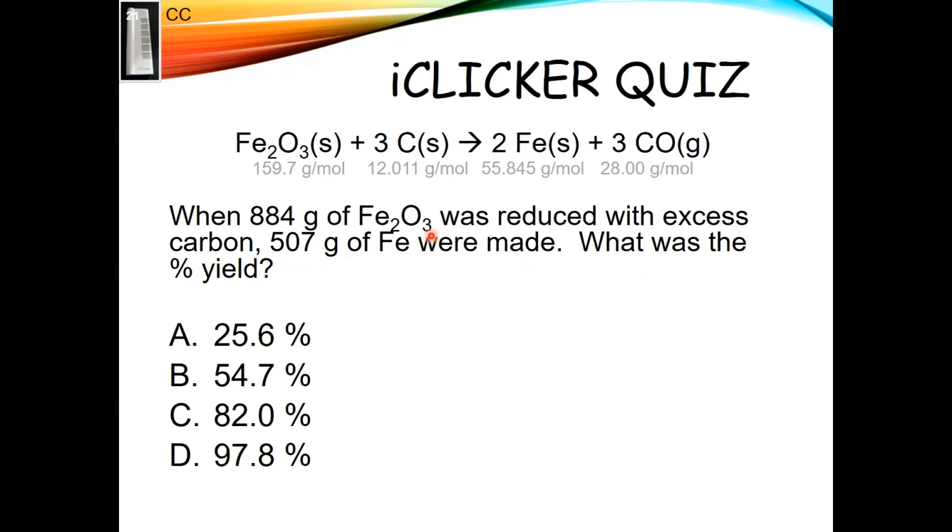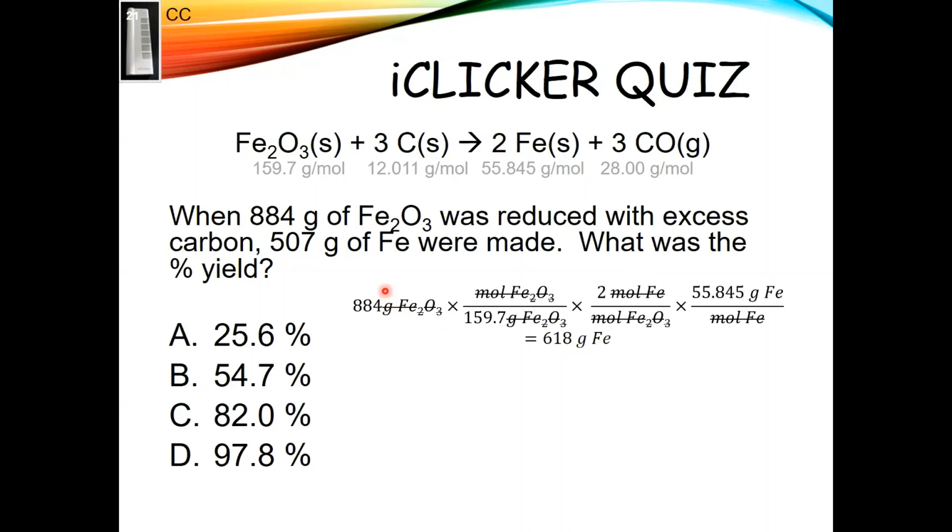Well, how we're going to approach this problem is we're going to say that our Fe2O3 is our limiting reagent, because that's what the problem says. It says there's excess carbon. We're going to figure out how many moles there are of that by dividing by the molecular weight of rust. Then we're going to figure out how many moles of iron should be produced by multiplying by the mole ratio between the iron and the Fe2O3, and then multiply by the molecular weight of iron, which is 55.845. And that tells us that we should have theoretically produced 618 grams of iron.